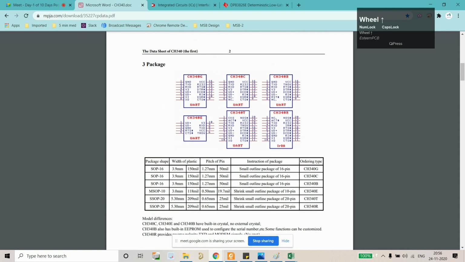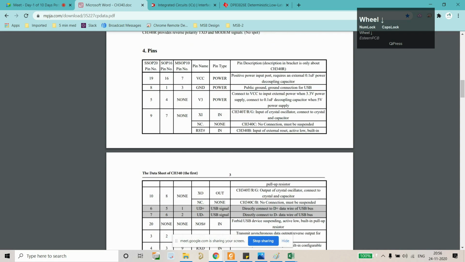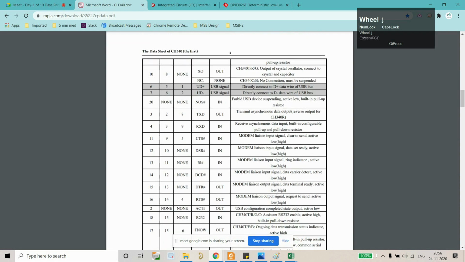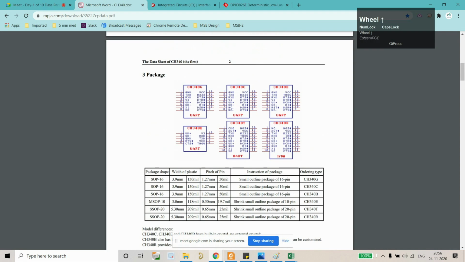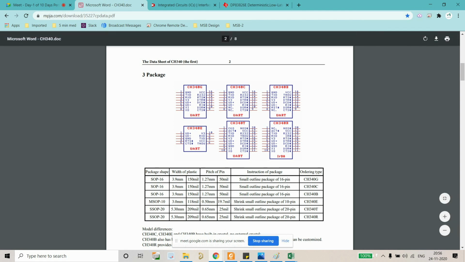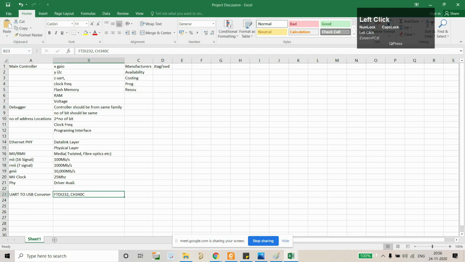Another advantage is that we don't need much hardware or many components with that particular chip. As you can see, we need only 4 or 5 components, and it will solve our purpose. That's why this variant is really useful in our case. Similarly, you can also use that in case of any requirement. So we're going to use this CS340C. That is also final: for UART to USB converter, we're going to use this chip.